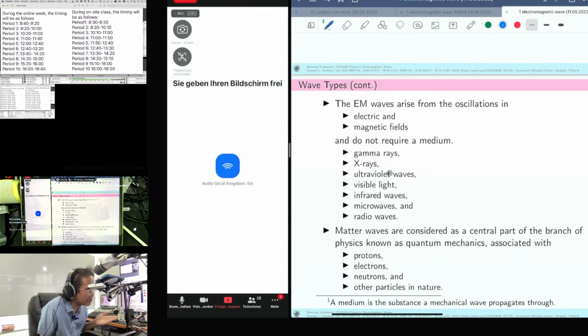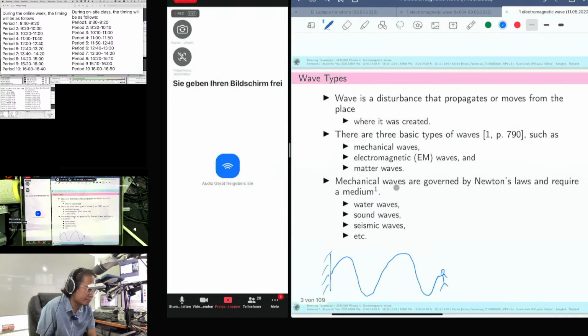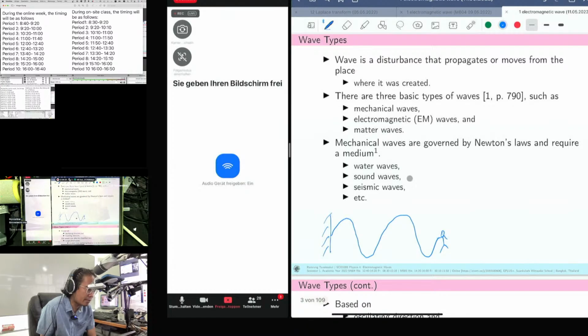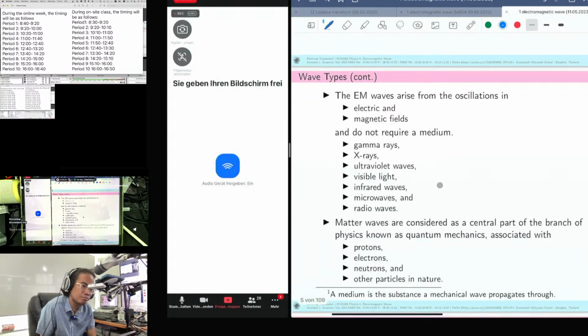What are the details of the electromagnetic wave? Electromagnetic waves arise from the oscillation of the electric field and the magnetic field. These are 2 major fields that we would need, and these EM waves don't require any medium. This is the special behavior apart from the mechanical wave. The EM wave doesn't require any medium. It can propagate even without air.